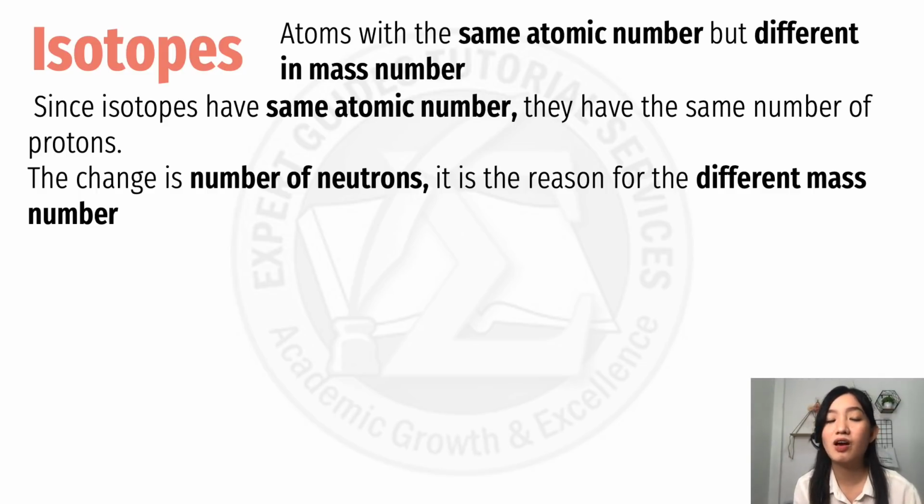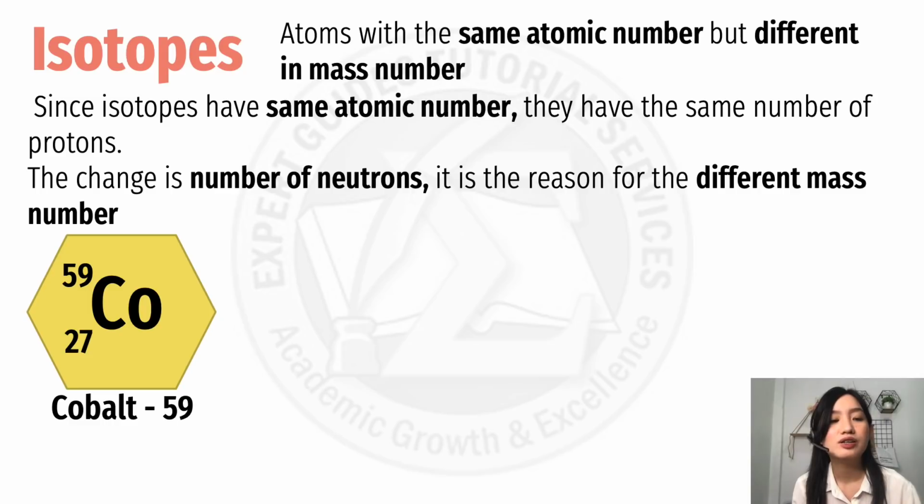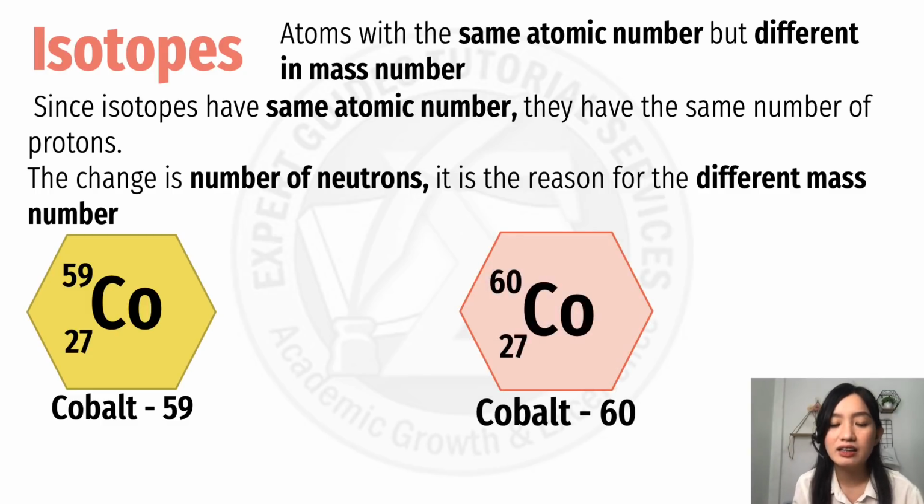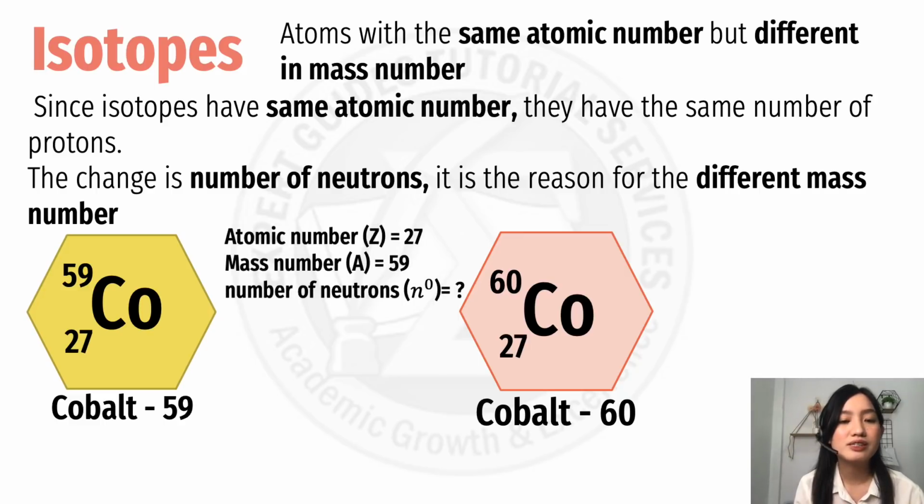Okay, so let's have these cobalt isotopes as an example. We have here cobalt 59, which is a stable isotope of cobalt. It's not radioactive. And cobalt 60, which is extensively employed as a radiation source to arrest the development of cancer. This time, let's identify the number of neutrons. We can see here that the atomic number is 27, the subscript, and the mass number is 59, the superscript.